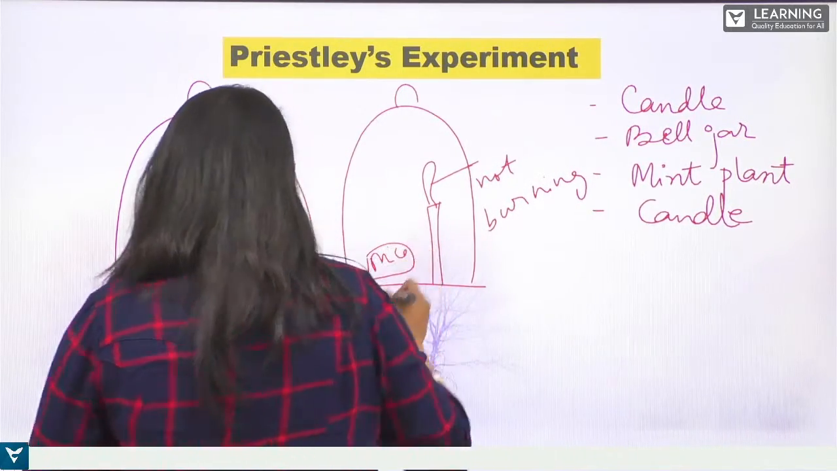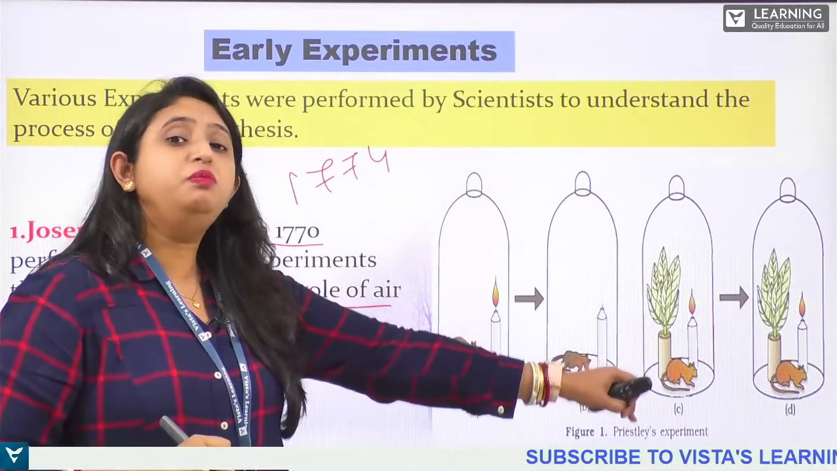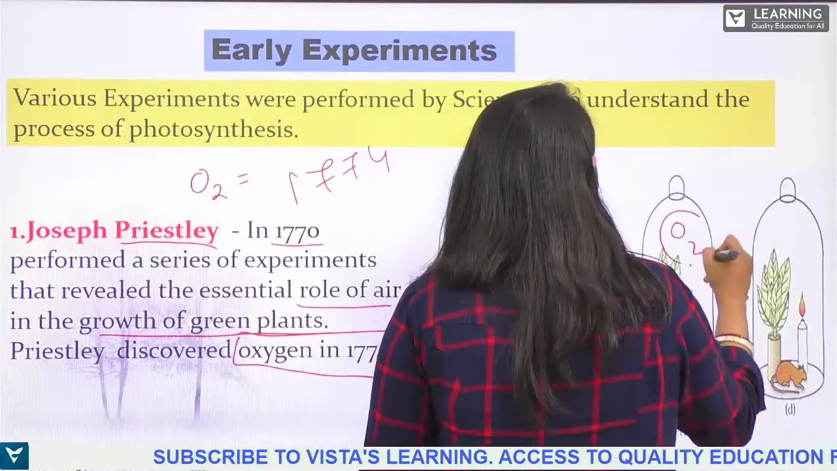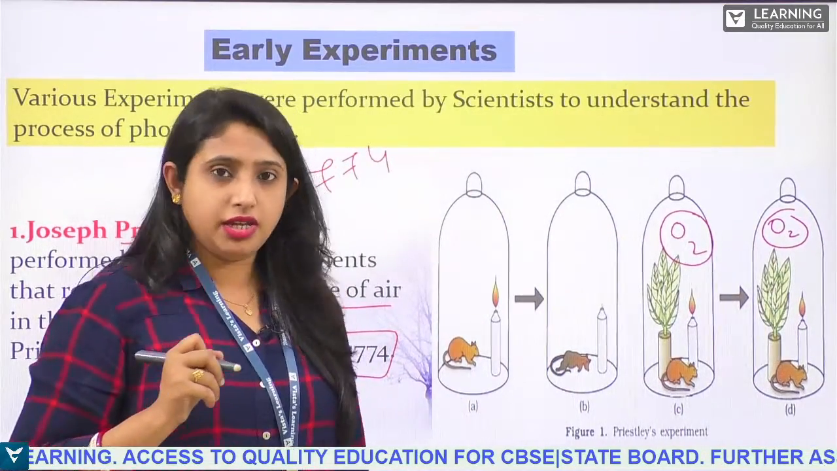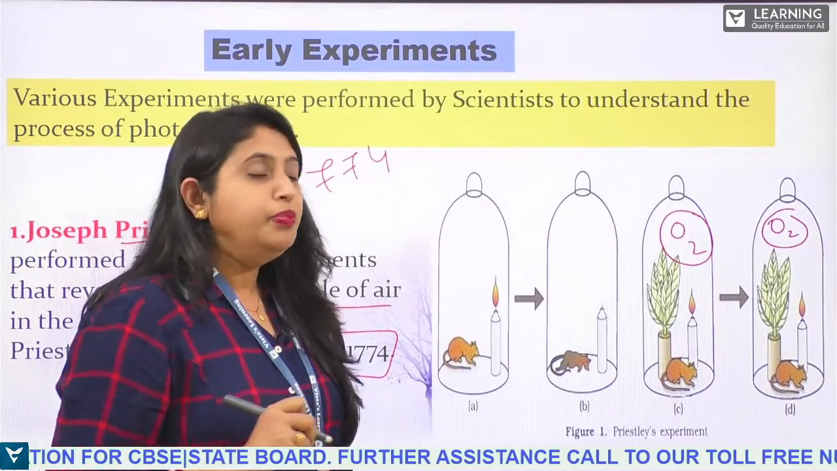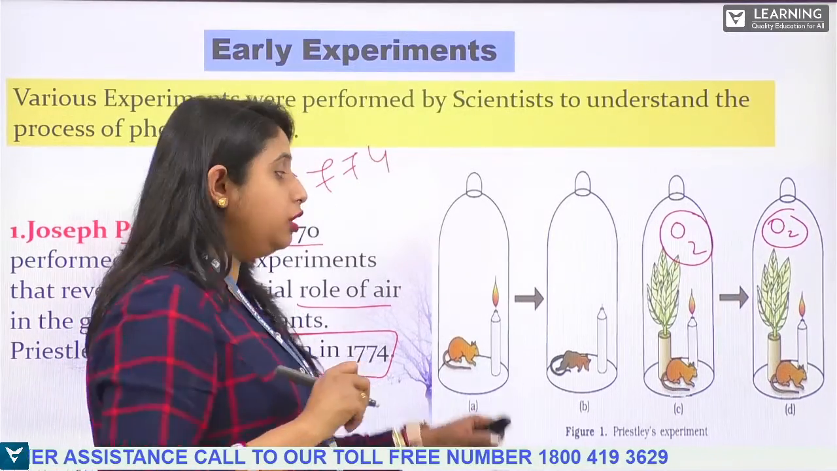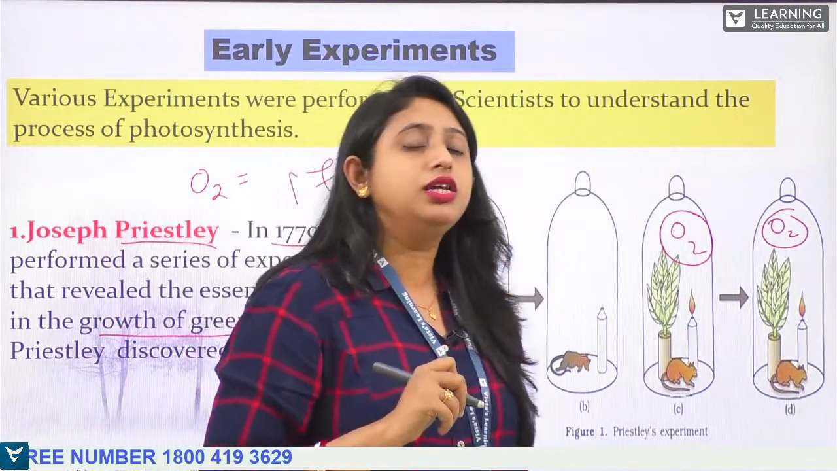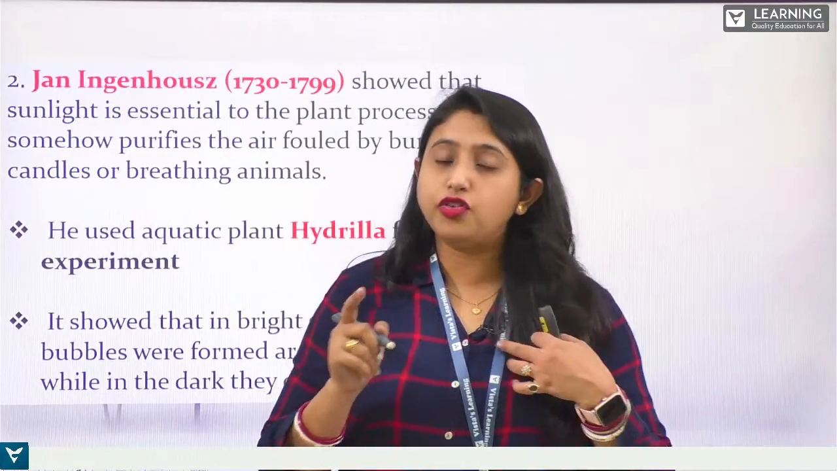Here you can see that the candle is burning, which means that the mint plant is releasing O2, which is very much essential for the burning of the candle and the survival of the mice. Clear with this? So the mint plant is releasing oxygen, which is essential for the survival of the mice and also the candle. So thus he discovered that oxygen is necessary for photosynthesis.